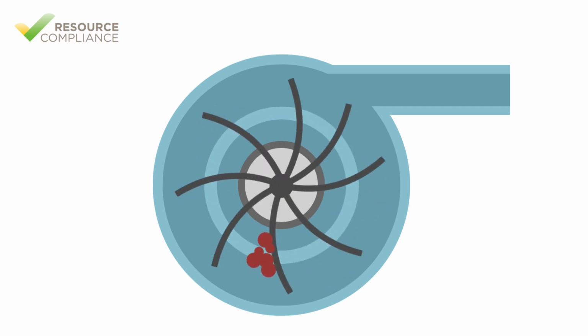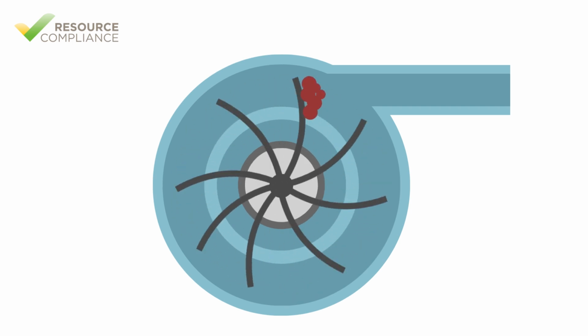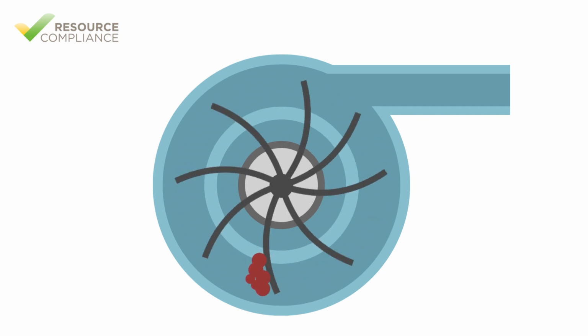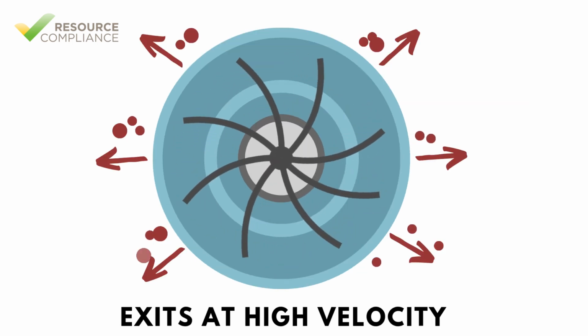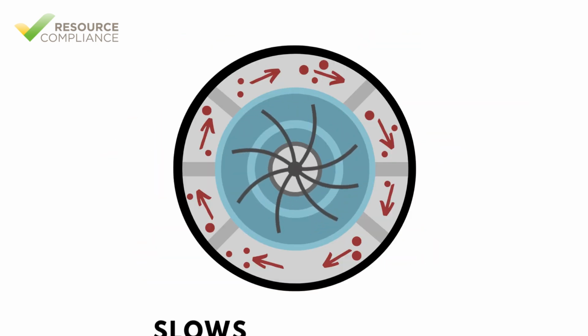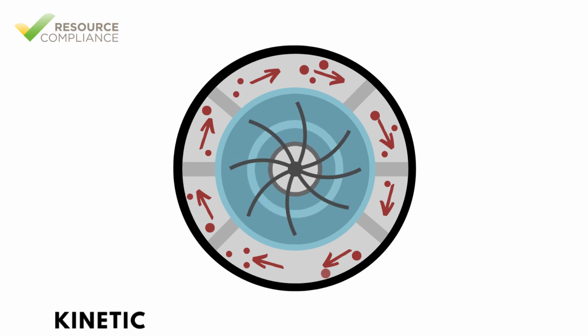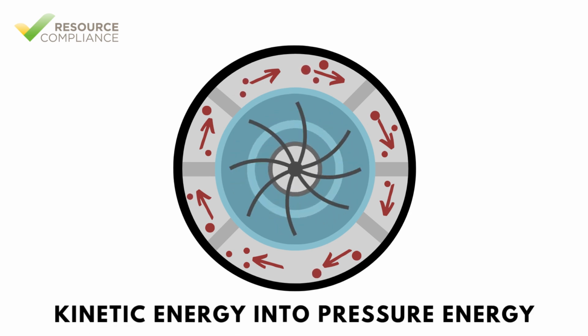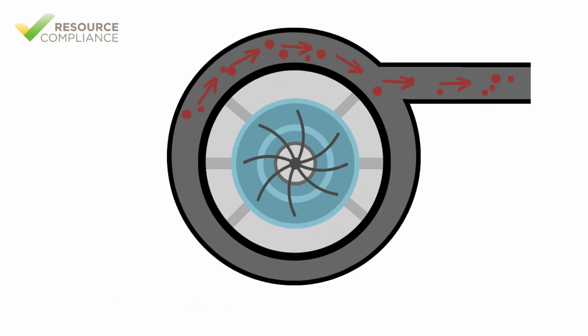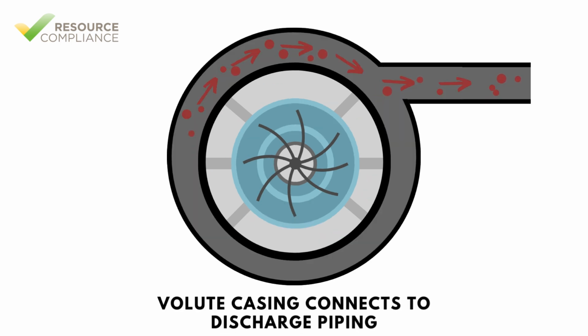In the process of doing this, the velocity of the vapor increases as it gains kinetic energy. The vapor exits the impeller and passes through a diffuser, which reduces the vapor velocity. This process converts the kinetic energy of the vapor into pressure energy. The pressurized vapor is collected in a volute, where it is directed to the outlet of the compressor.